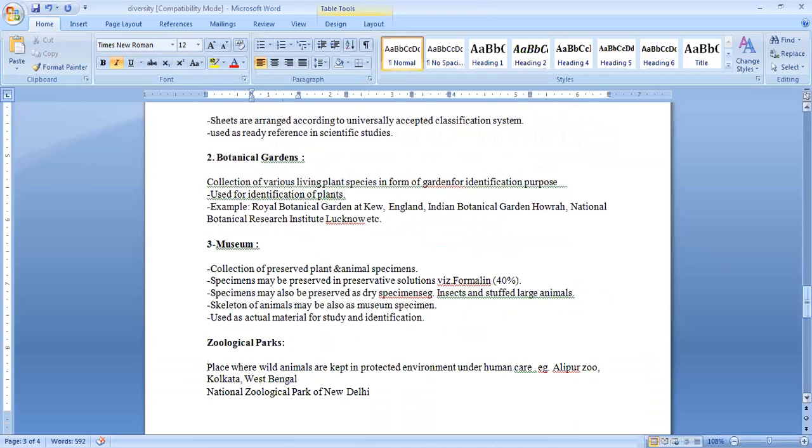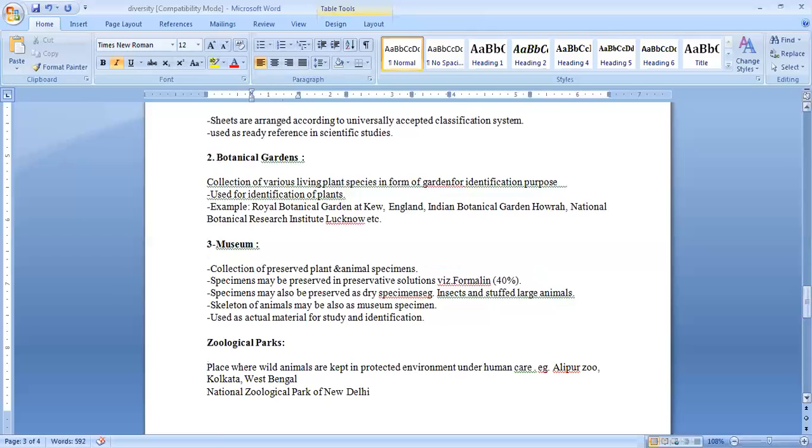We also have botanical gardens. They are used for identification purpose of plants, and they are kept there. You can see the example. Then we have the museum. Preserved plants and animal specimens are kept there. They are preserved in formalin, or they can be dried or stuffed. The skeletons are also preserved, and they are used for study and identity.